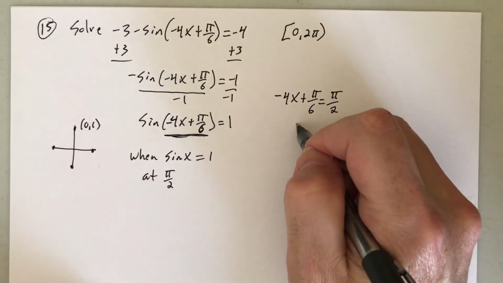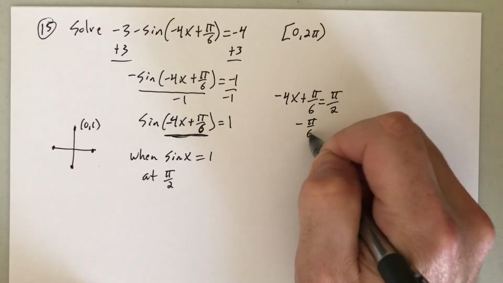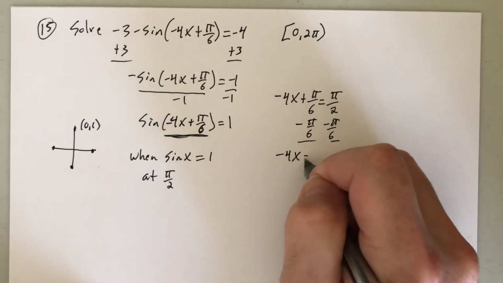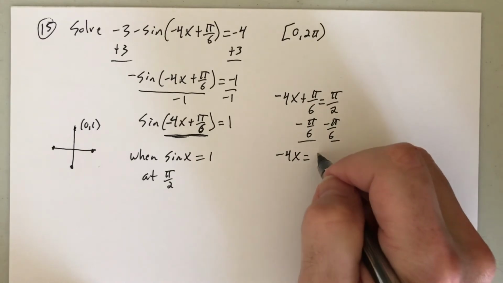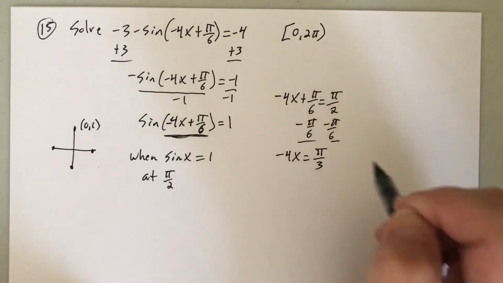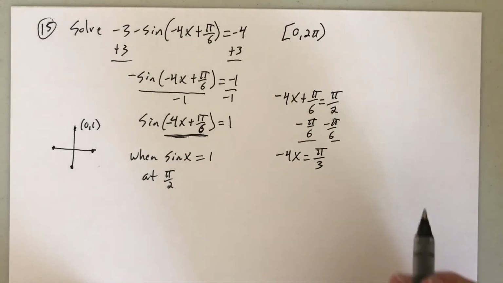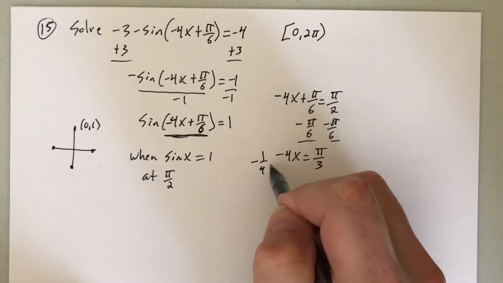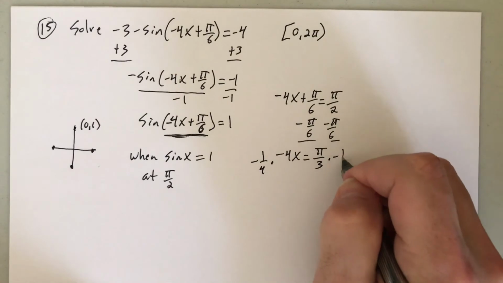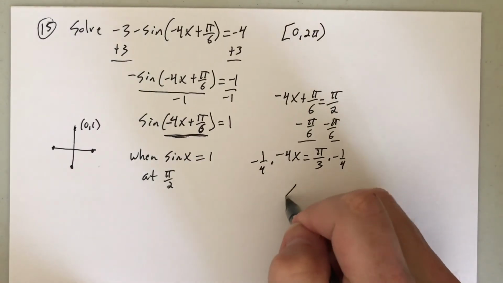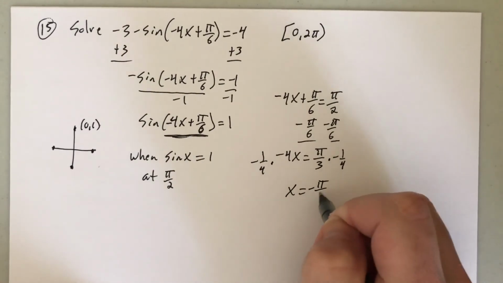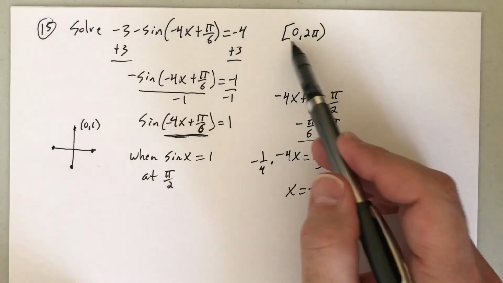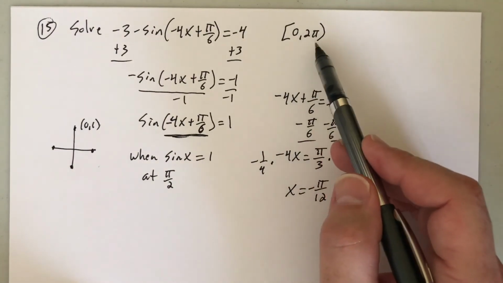And then we're going to subtract pi over 6. So you get negative 4x is equal to pi over 3. And then we're going to divide by negative 4, which is the same as multiplying by negative 1/4. And you get x is equal to negative pi over 12. So now that is outside of this range of 0 to 2 pi.